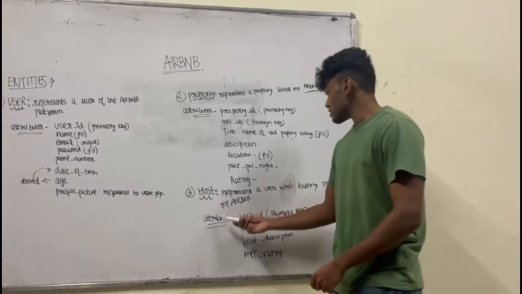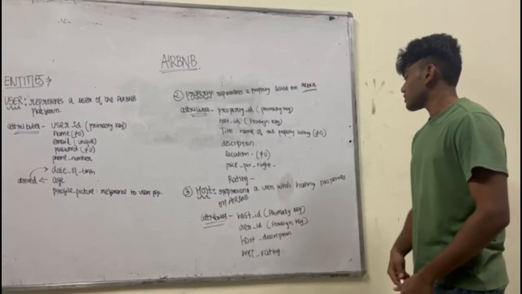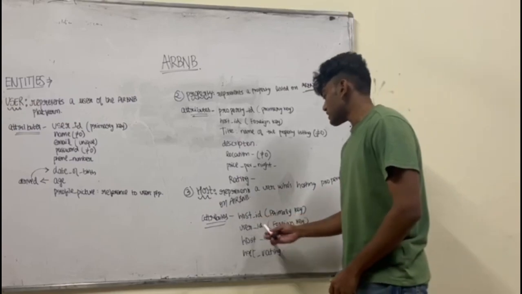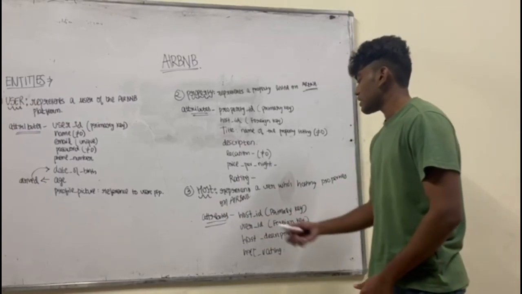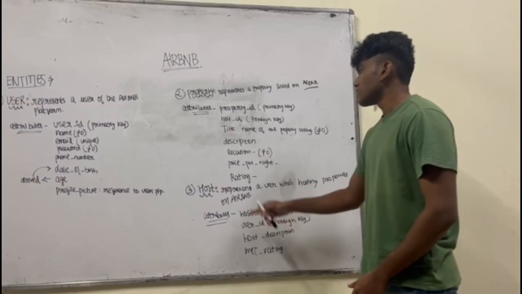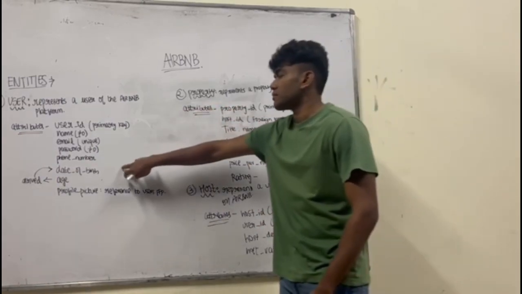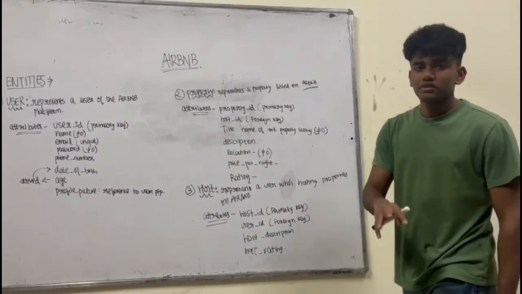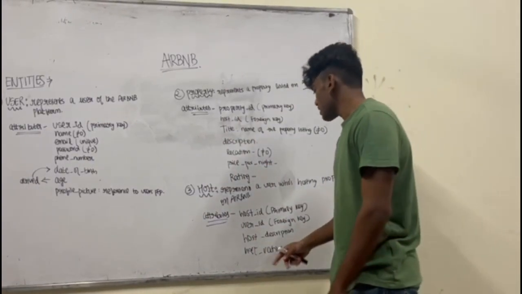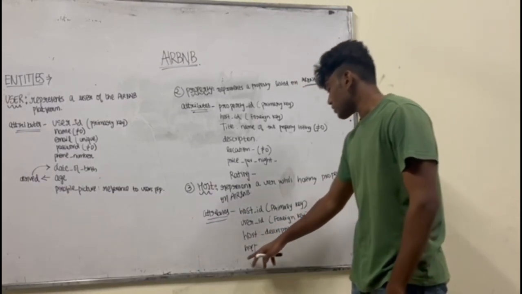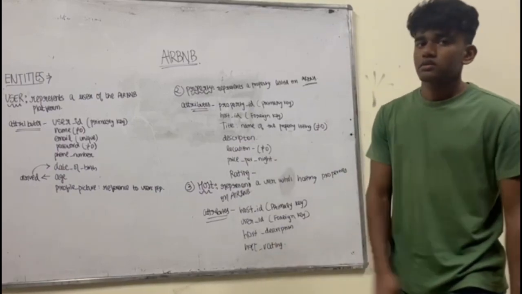And coming to host, the attributes of host are host ID, which is the primary key, and user ID, which is a foreign key, which is linked from the user table over here. Foreign key is basically used to link two tables together. And then host description has to be given, and host rating should also be given.